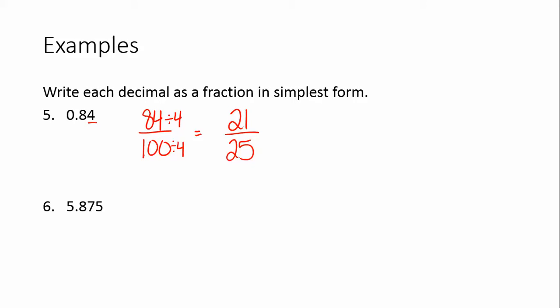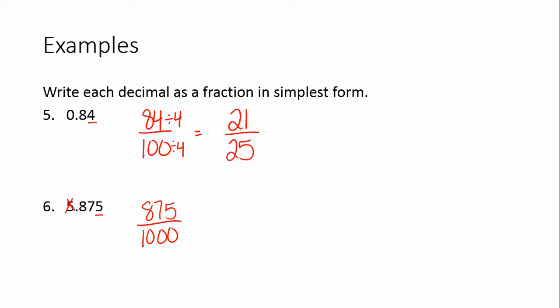Example 6, we have 5 and 875 thousandths, if you want to read it that way. Some people read it as 5.875. We're going to ignore the whole number for a moment and just focus on the decimal. That 875 ends in the thousandths place, so it needs to be divided by 1,000.